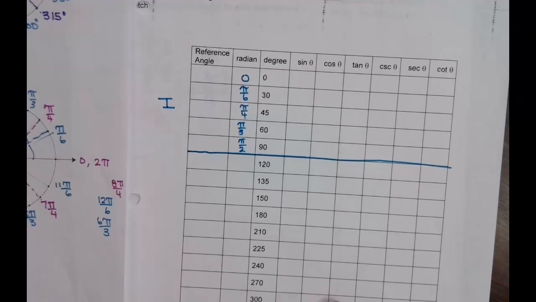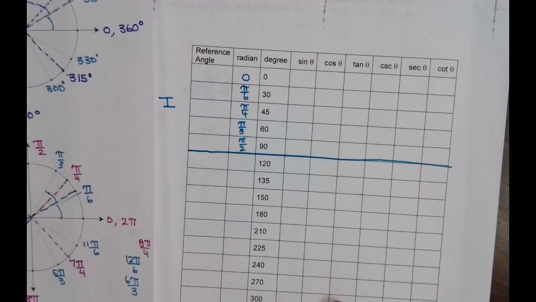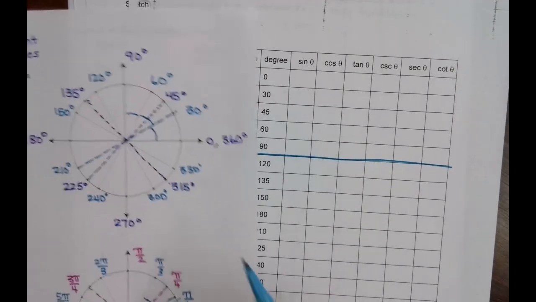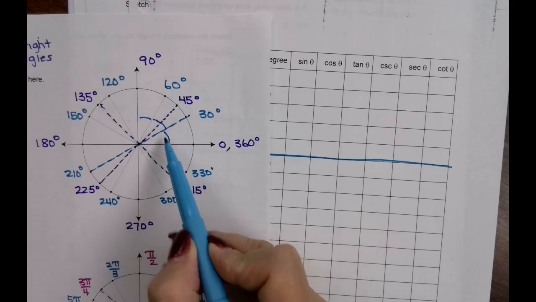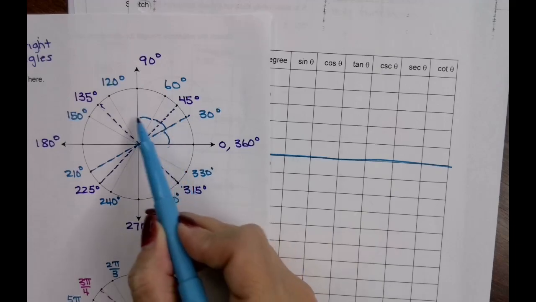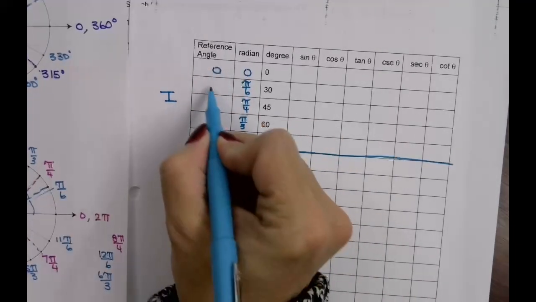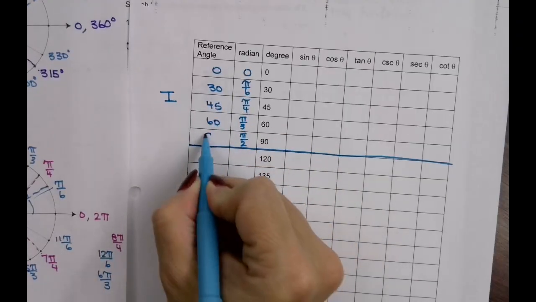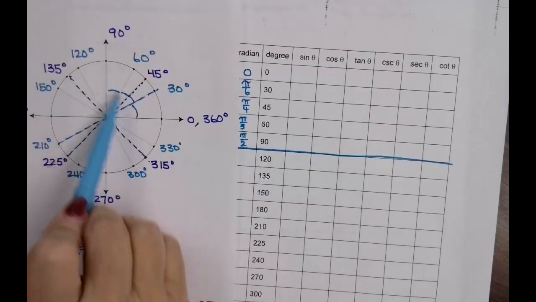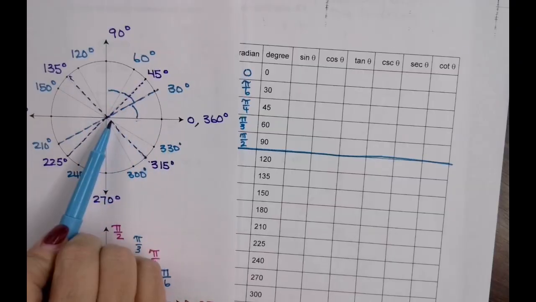Now if I look at my reference angles for this, remember, because I'm in quadrant 1, my reference angle is my closest angle to the x-axis. So in this first quadrant, it's just the angles. So it's going to be 0, 30, 45, 60, and 90. So these reference angles are my angles that are closest to my x-axis.